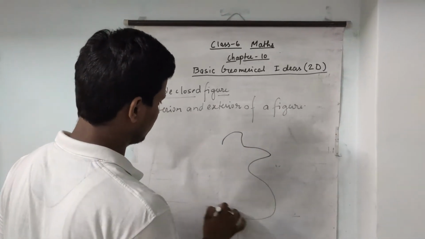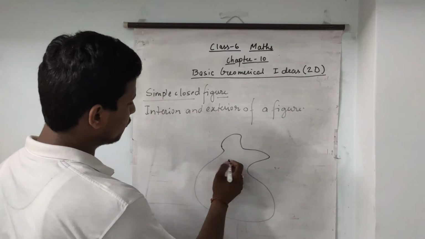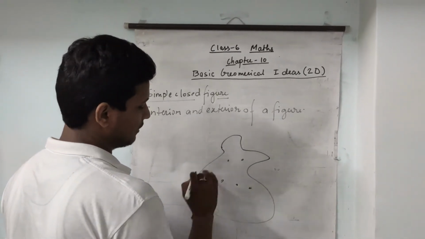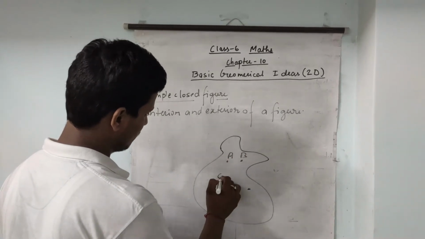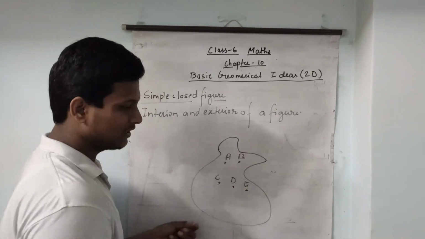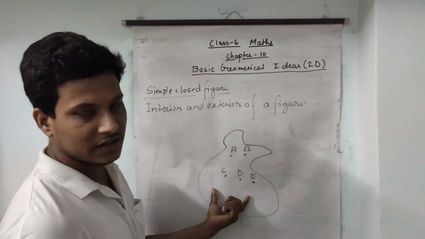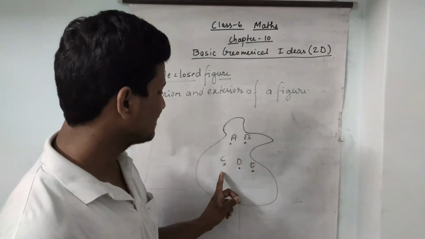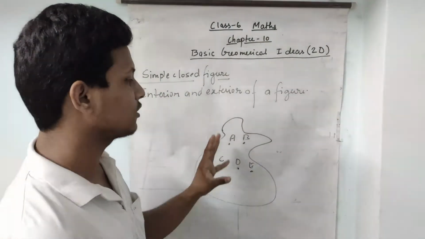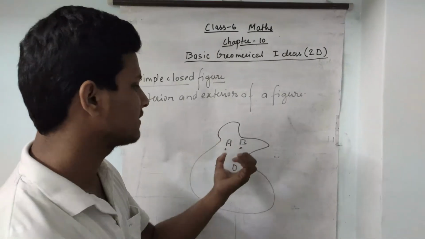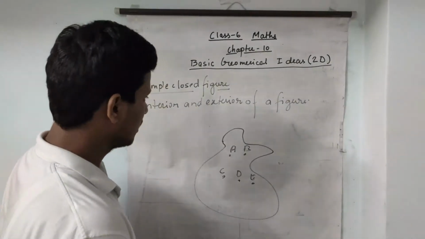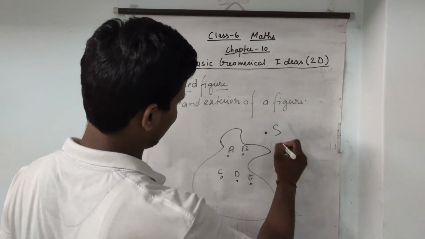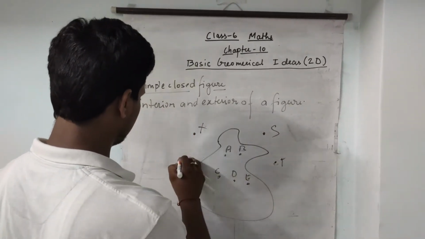Like that we have drawn this figure. Okay, so the points that lie inside the boundary of the particular figure, like this A, B, C, D and E, are points that lie inside the figure, inside the region or the boundary of the figure. So A, B, C, D, E are the interior points of this particular figure because they lie inside its boundary.